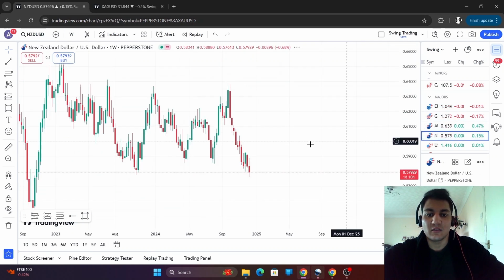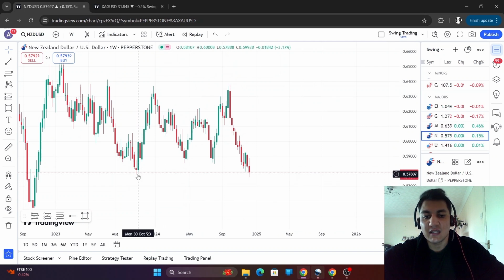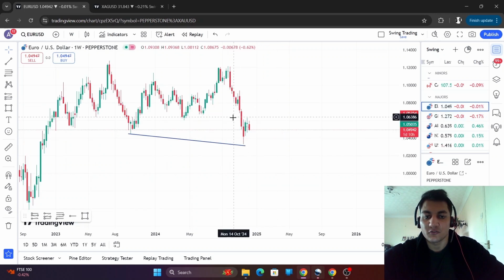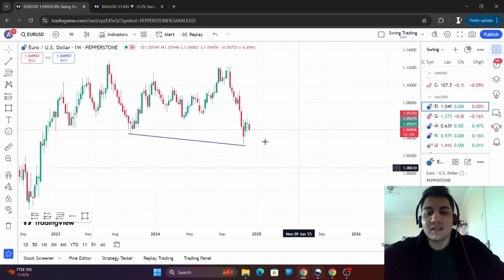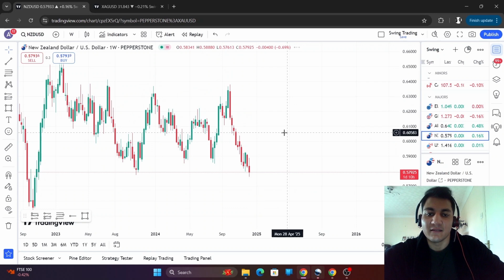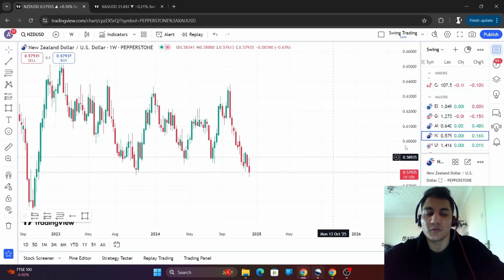Let's get on NZDUSD. Again, NZDUSD is just taking out this low here. Right, see this low is just about taking it out, but nowhere near as aggressive as EURUSD has, right? EURUSD is a lot more bearish than NZDUSD, right? A lot more bearish. So we only want to be in Euro.